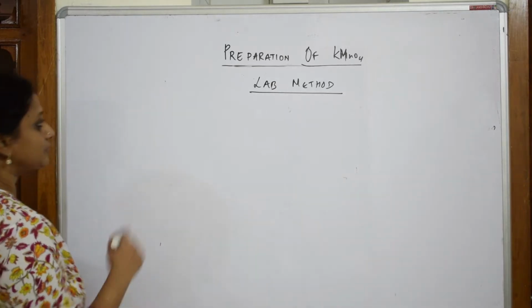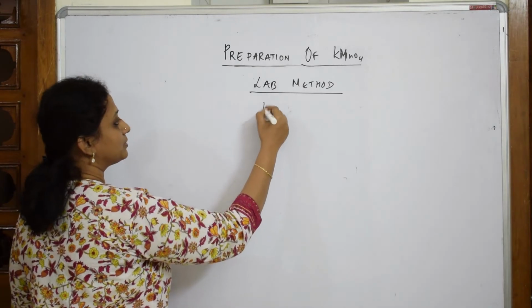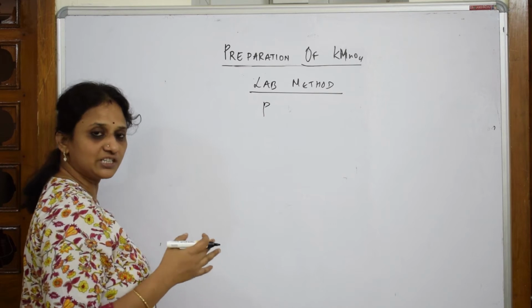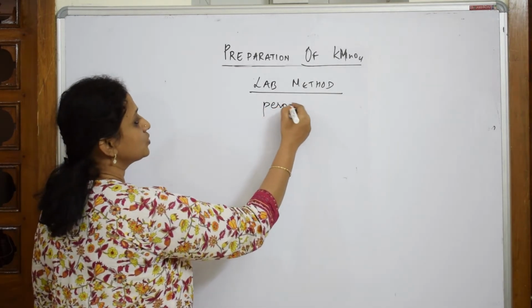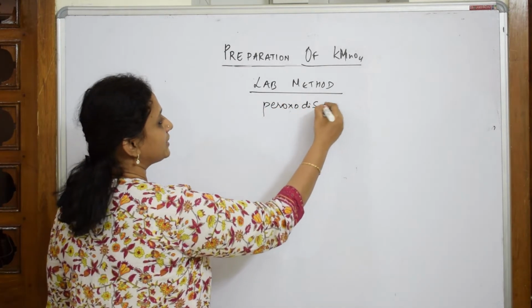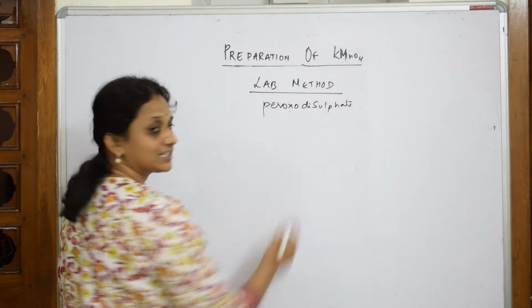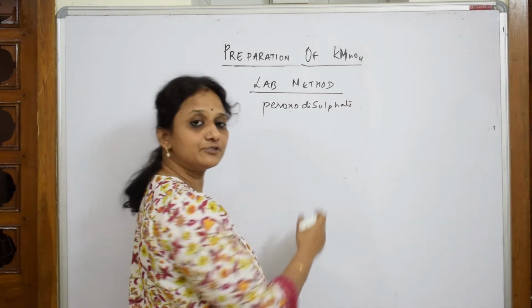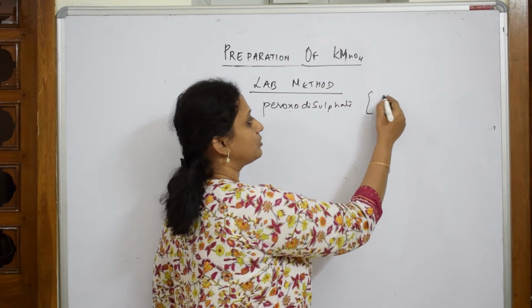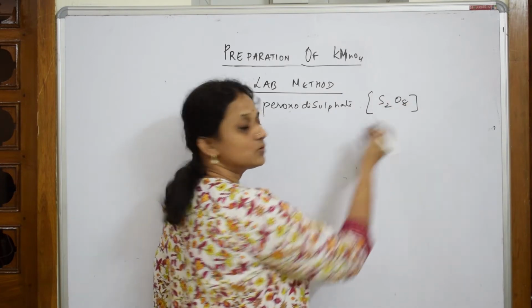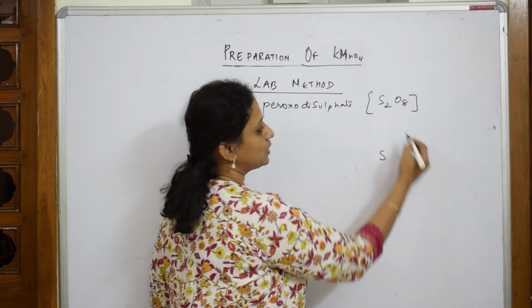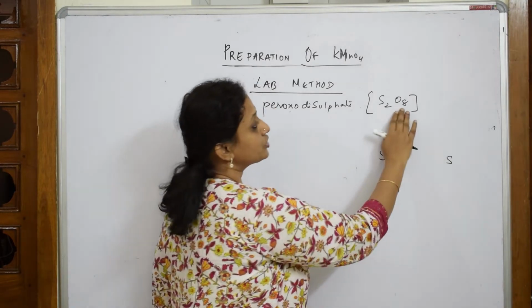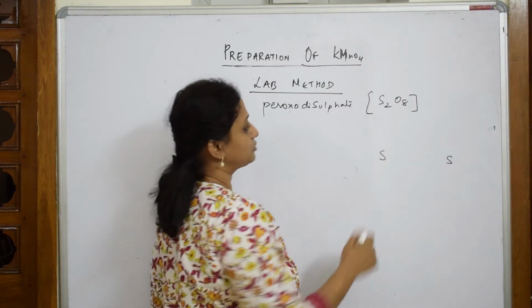Now in the lab method, we are going to perform the oxidation process using peroxodisulfate. So what is this peroxodisulfate? Let's see. When I have to write the structure, first let us write the formula. The formula is S2O8. How does this look? Now this is your sulfur, 2 atoms are here. Now you have to distribute the oxygen atoms between both sulfurs.